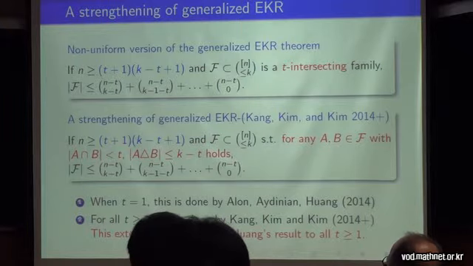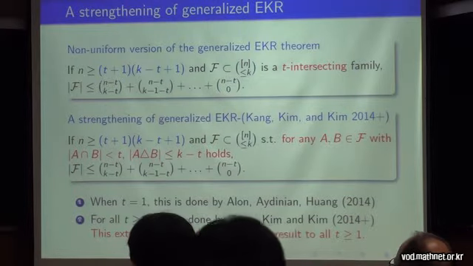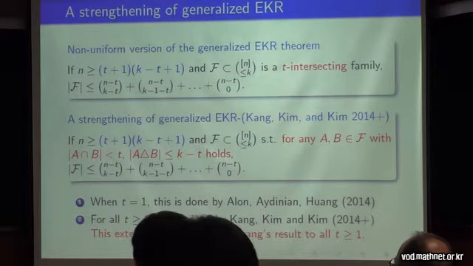If you look at the non-uniform version of the generalized Erdős-Ko-Rado theorem, we get this kind of upper bound for the t-intersecting family. The Noga Alon and Huang result is just the t equals 1 case. However, we extended this result to the t-intersecting family. This is joint work with Dong Kang and Younjin Kim.